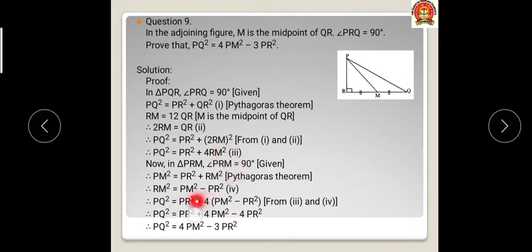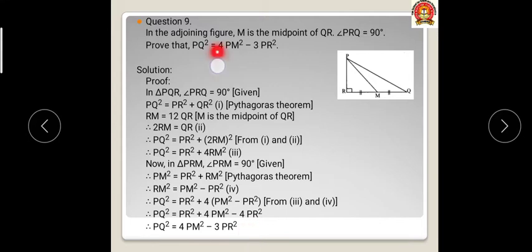What is RM square here? RM square is PM square minus PR square. So substitute the value of RM square is equal to PM square minus PR square in equation 3. What will you get? PQ square is equal to PR square plus 4 in bracket PM square minus PR square. So PQ square is equal to PR square plus 4 times PM square minus 4 times PR square. Now PR square minus 4 PR square is minus 3 PR square, and this PM square as it is.